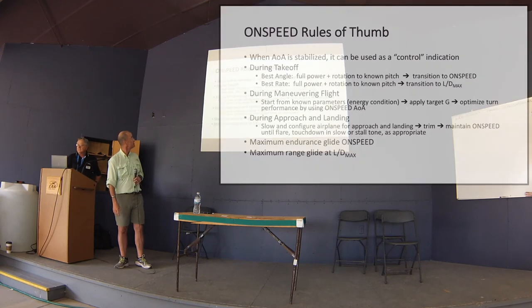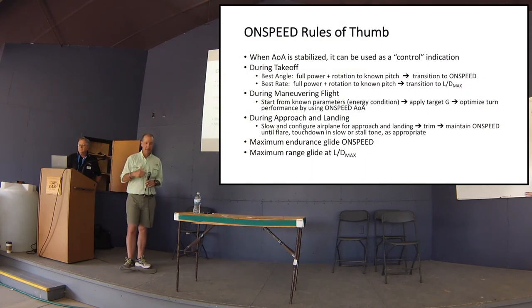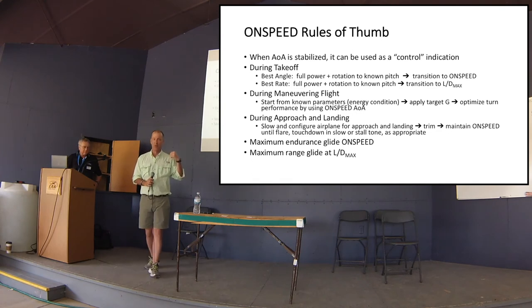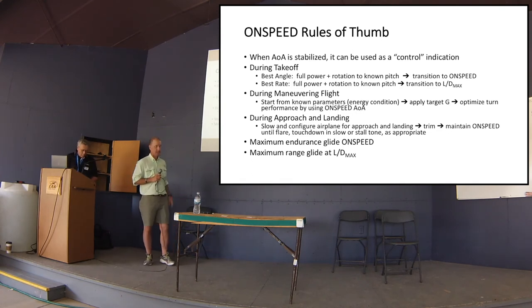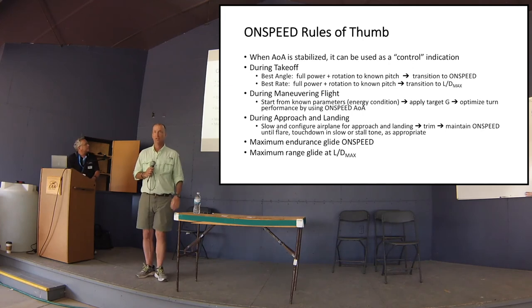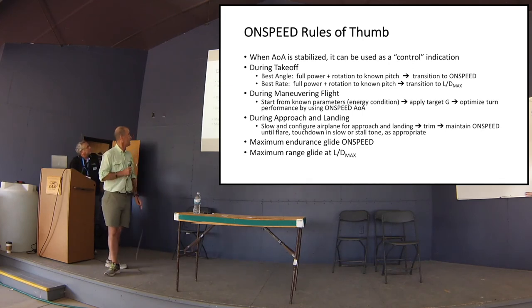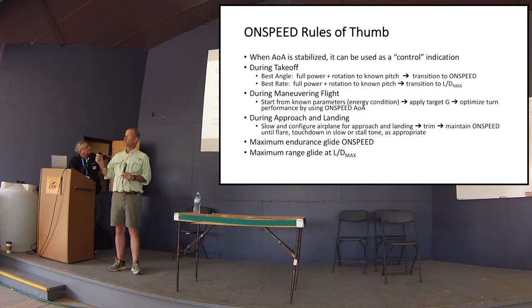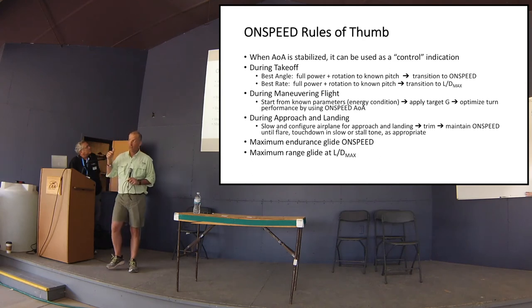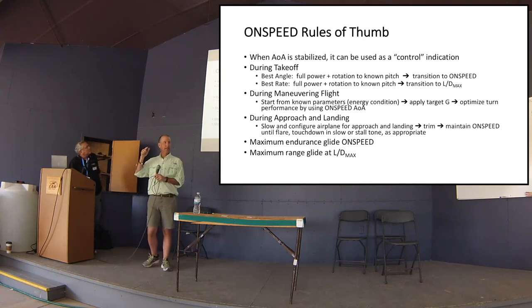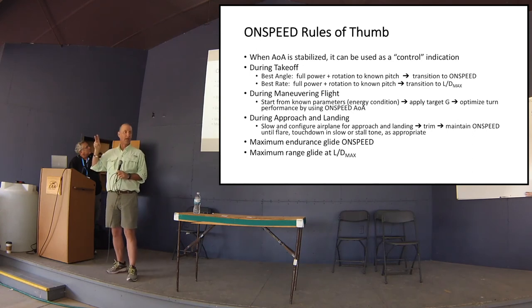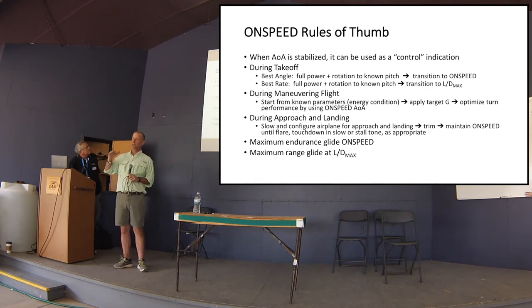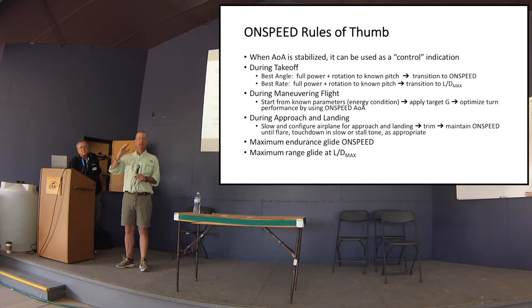The thing you want to take away from the brief. I have this slide up at the end too, but these are the rules of thumb, okay, associated with knowing where on speed is. Like I said, if the AoA is stabilized, you can use it as a control indication to make pitch changes to your airplane. But during takeoff, best angle of climb is going to occur on speed. Best rate of climb is going to occur at elevated max. And it doesn't matter what your weight is. It doesn't matter what your density altitude is, because it's an angle of attack. It's always the same.